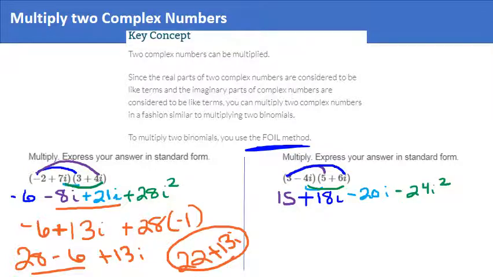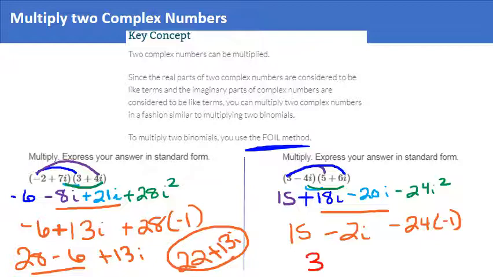Combine like terms, that in the middle, so we get 18i minus 20i, so that gives you a negative 2i. Bring down your 15. And then you're going to get this minus 24 times negative 1, because i squared changes to a negative 1. So this negative 24 times negative 1 changes to a positive 24. So combine your positive 24 with 15. So that gives you 39 minus 2i. Okay?